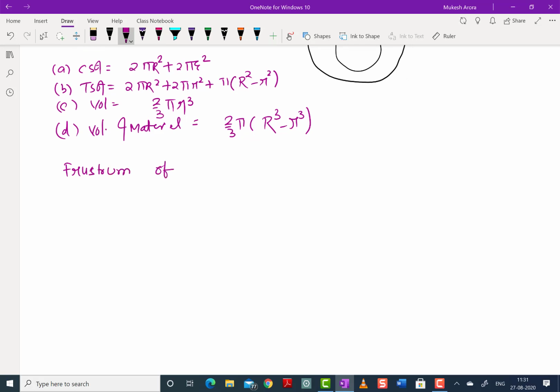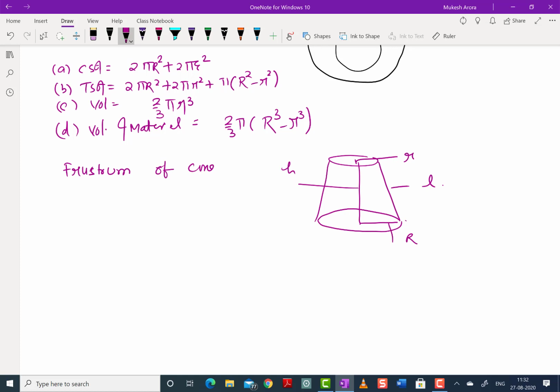Frustum of cone. The frustum of a cone is shown: this is the small radius r, this is the capital radius R, this is h, this is l. First of all is the curved surface area. Curved surface area is pi r l plus pi R L.